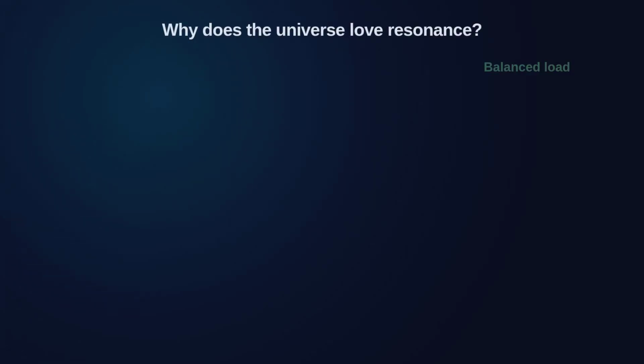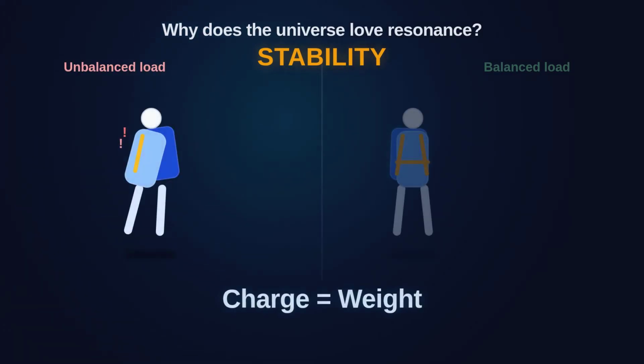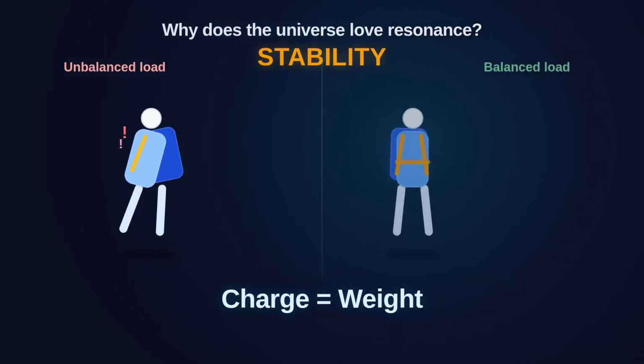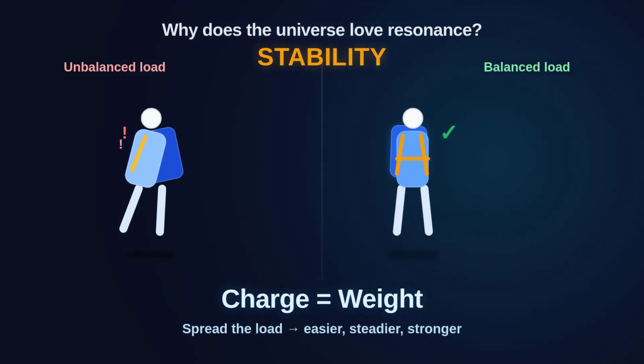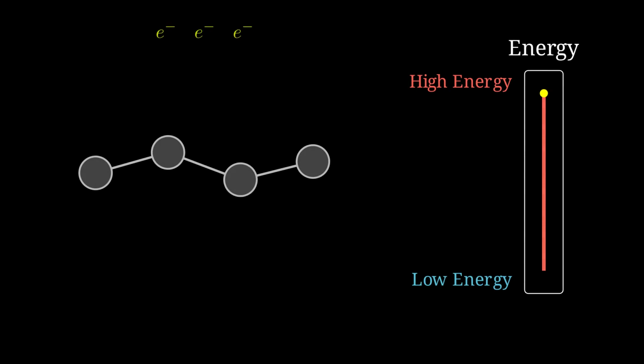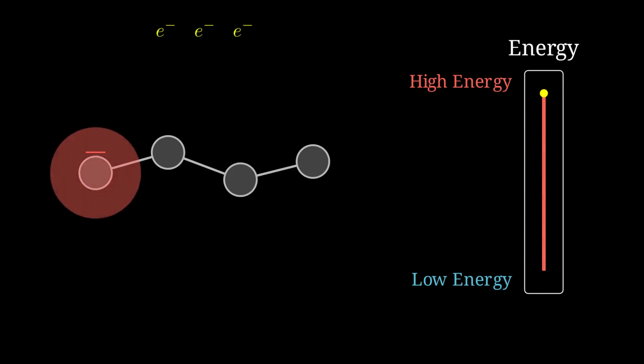Why does the universe love resonance? In one word, stability. Imagine you have a heavy backpack. If you carry it on one shoulder, it's painful and unstable. If you spread the weight across both shoulders and use a waist strap, it becomes much easier to carry. Electrons are the same. Charge is heavy.